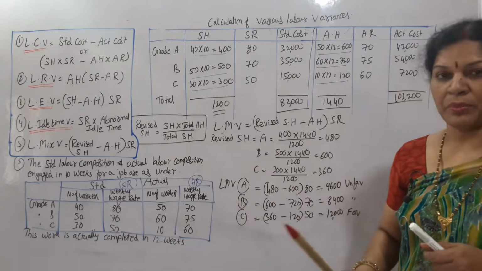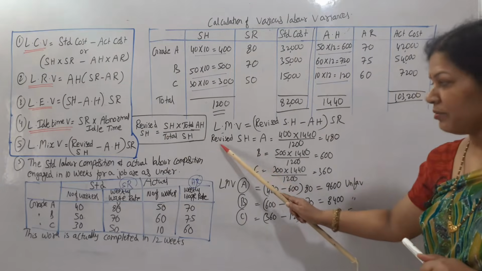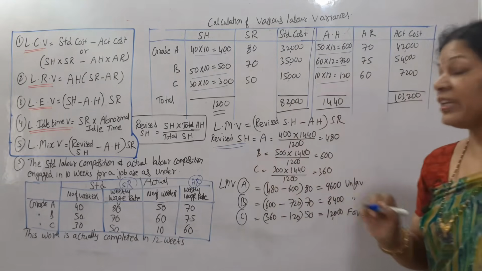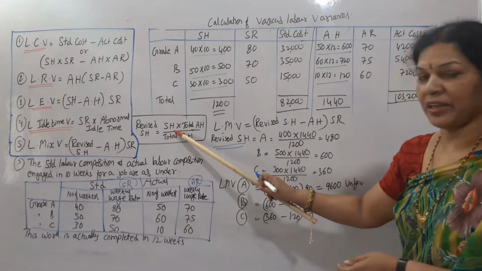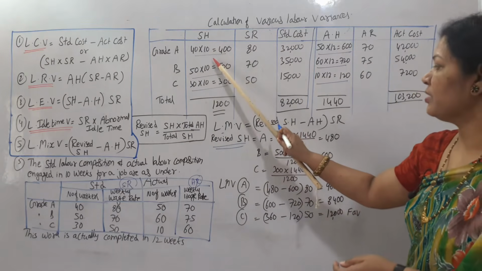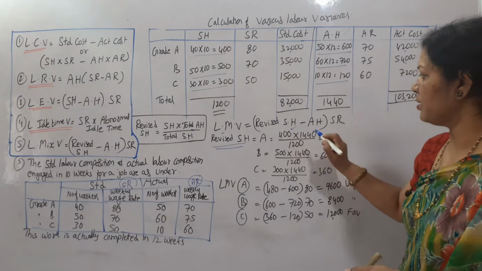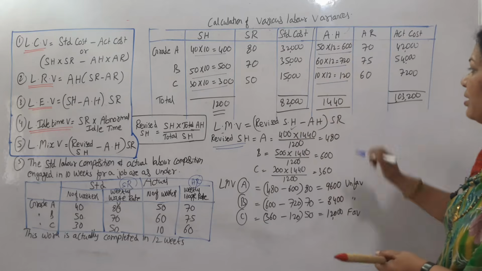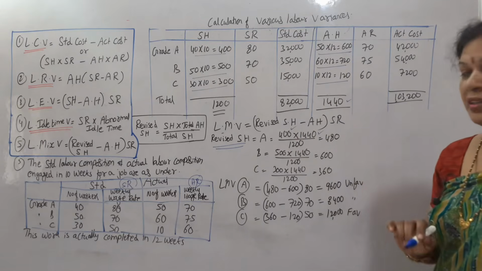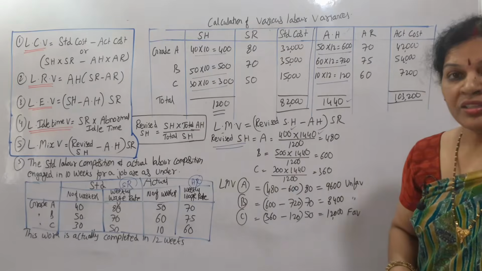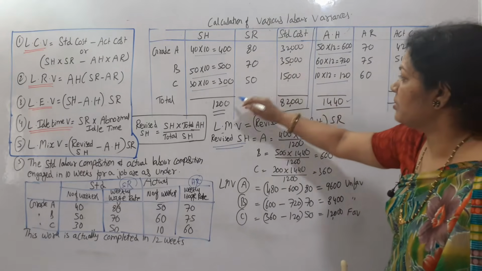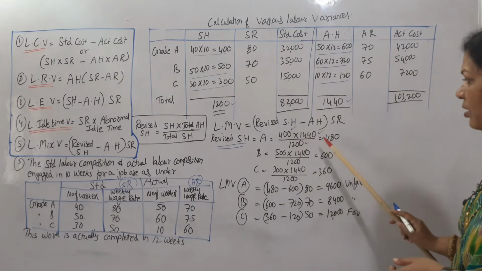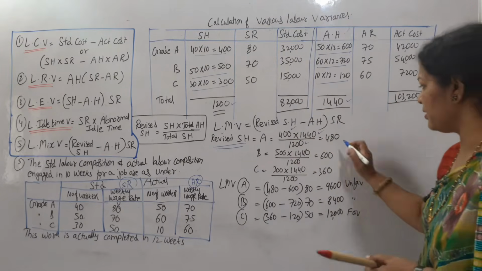So as per this formula, for grade A we have calculated revised standard hours. What is the formula? Standard hours, which here is 400, into total actual hours, which is 1400, divided by total standard hours, which means 1200. If you calculate it, you get 480.